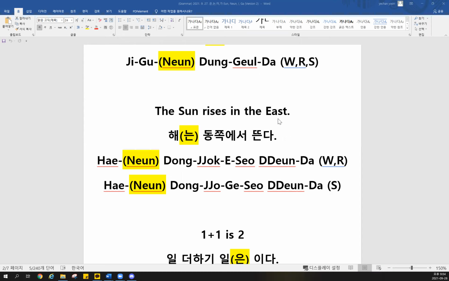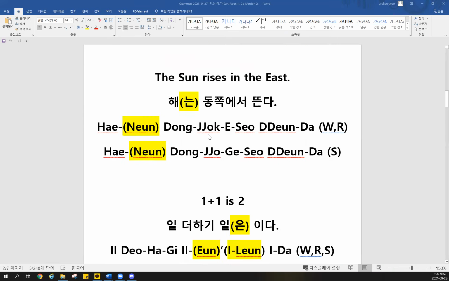From the east, we can say it like that, but in the east, we can also say it like this, right? So 해는 동쪽에서 rises, 뜬다. 해는 동쪽에서 뜬다. Right, so this is the writing, but for the speaking, how can you say it? 해는 동쪽에서 뜬다.